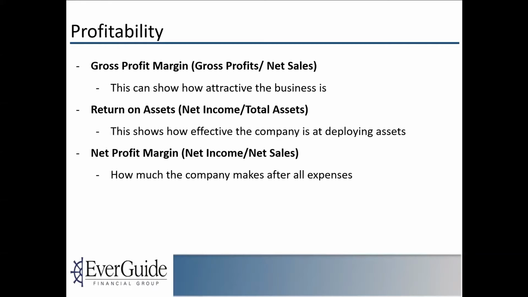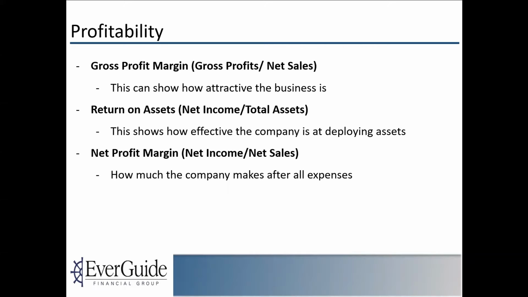But it also means that there could be more threat of new people coming in, because somebody else is making money and they're making a lot of money. That always invites competition. So next is return on assets, which is just net income divided by total assets. And this really shows how effective the company is at deploying assets. Again, all things being equal, higher return on assets means that you're able to generate more income from fewer assets. So that's a good thing.